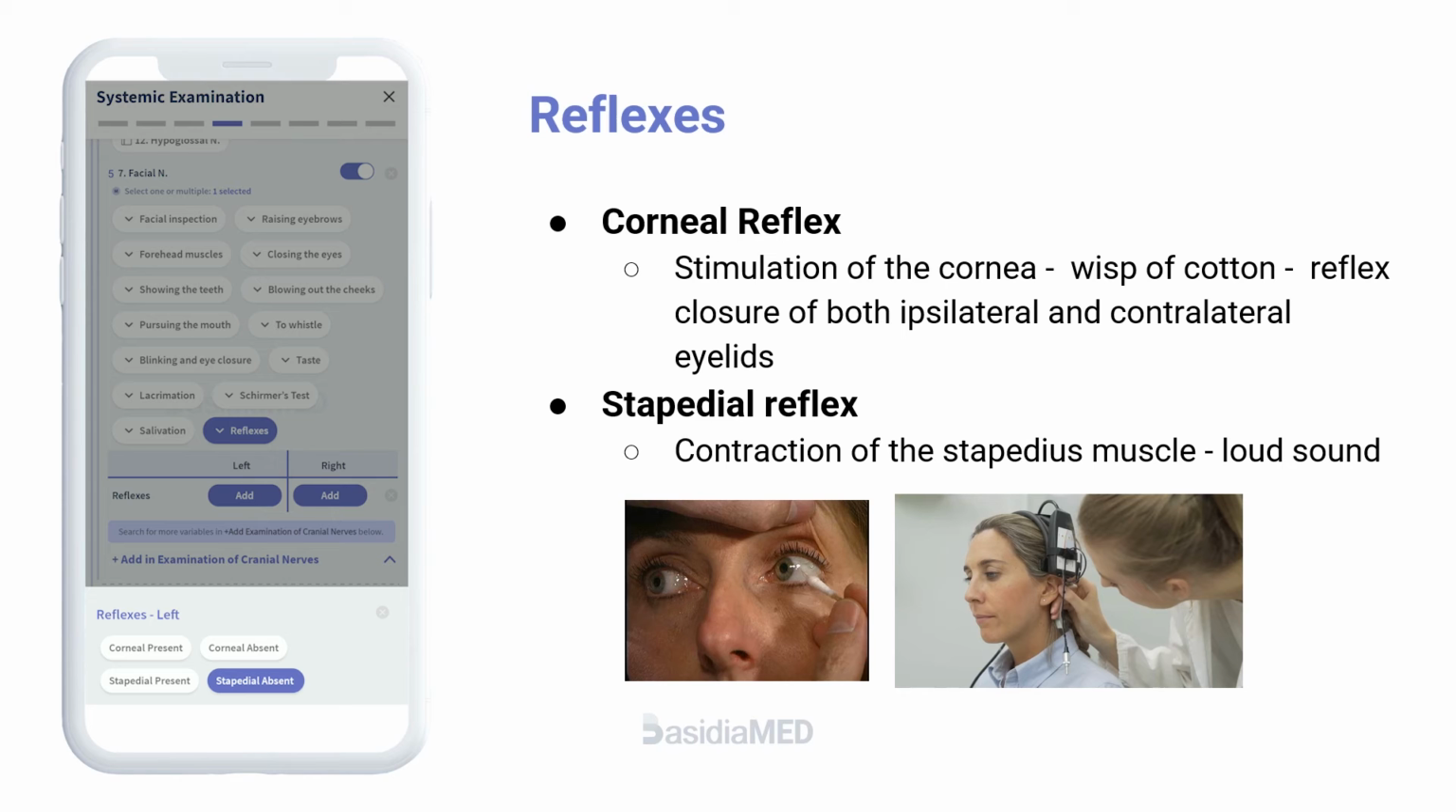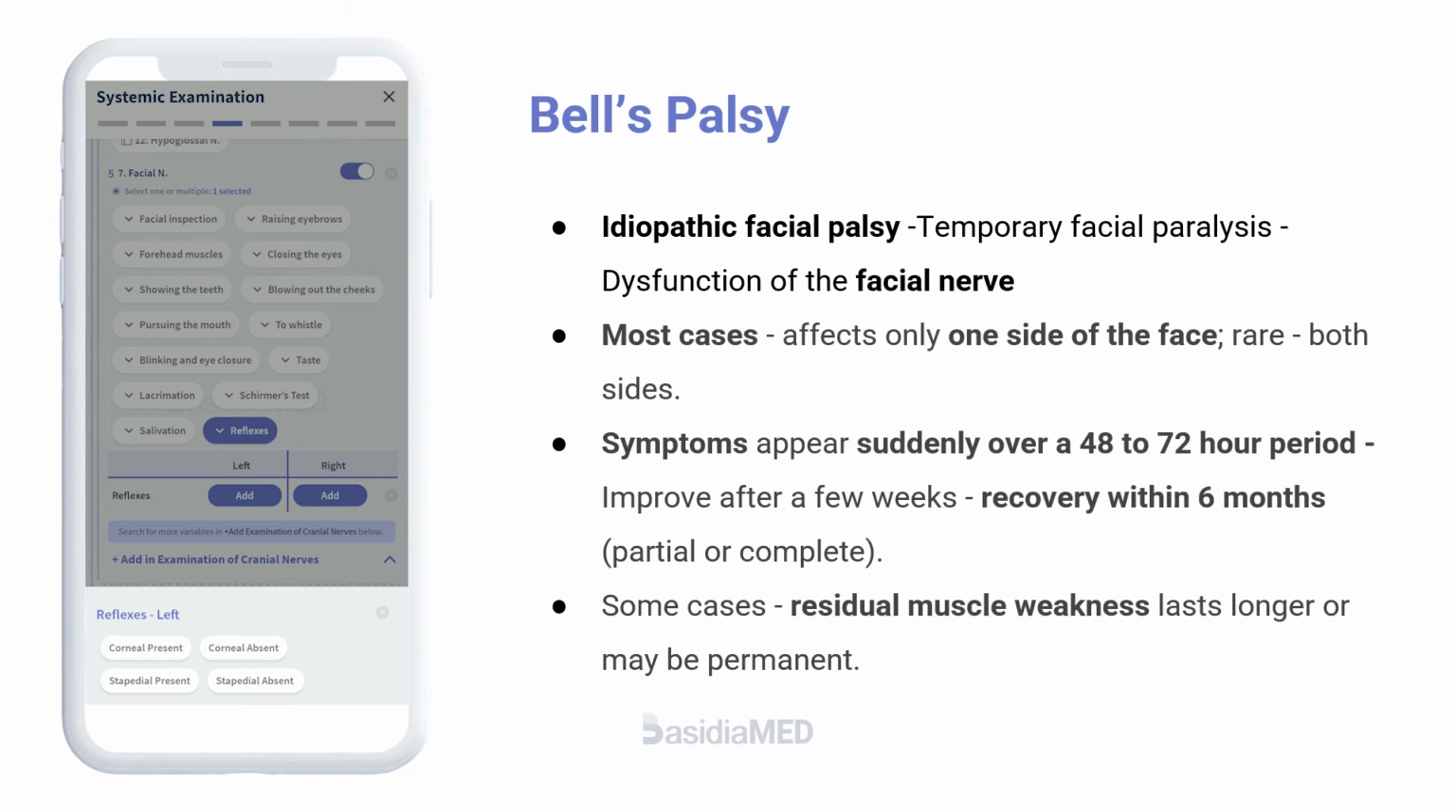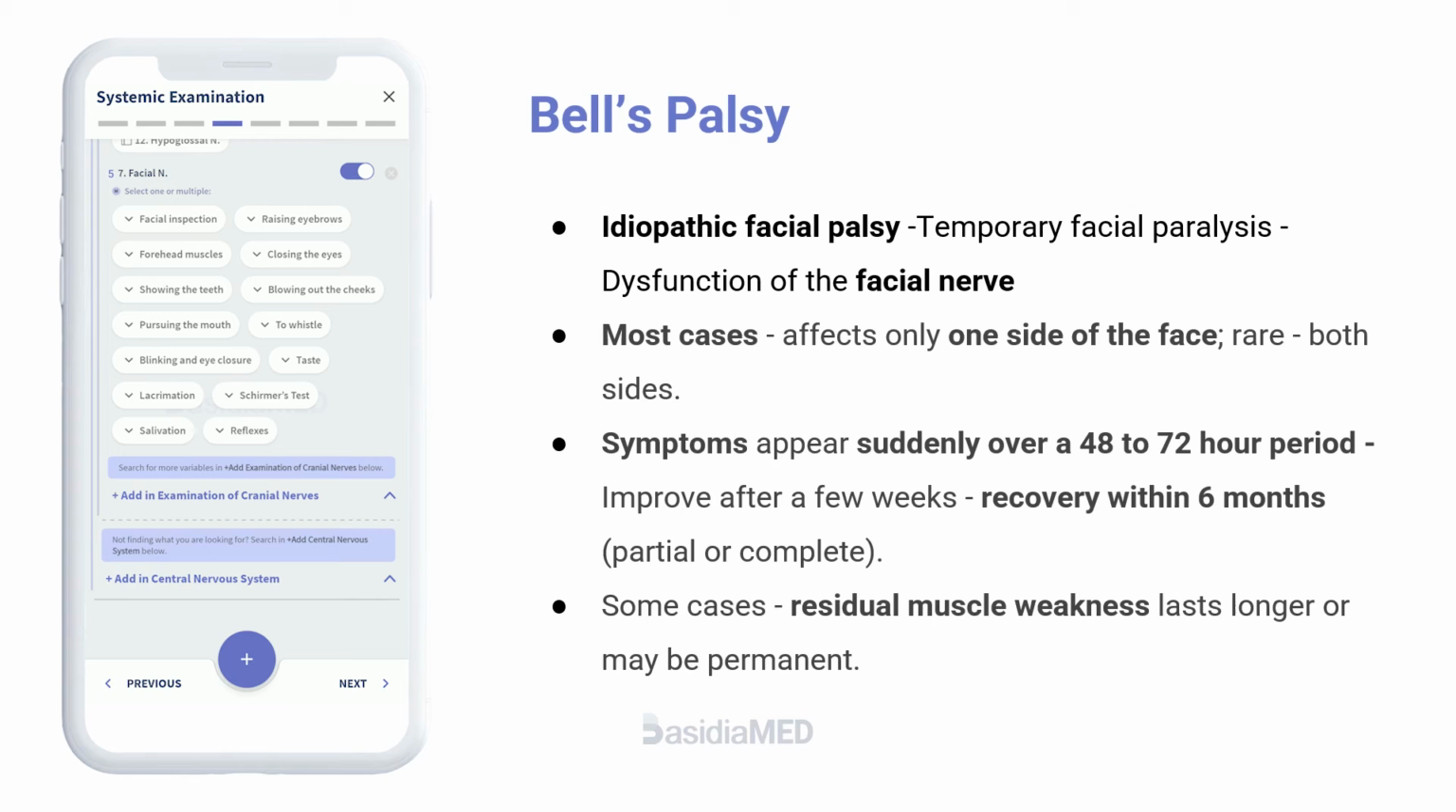Bell's palsy, also known as idiopathic facial palsy, is a form of temporary facial paralysis, caused due to dysfunction of the facial nerve. The exact etiology of Bell's palsy is unknown. Generally, Bell's palsy affects only one side of the face, however, in rare cases, it can affect both sides.